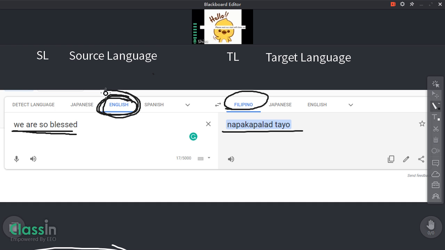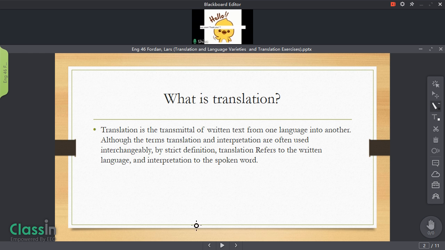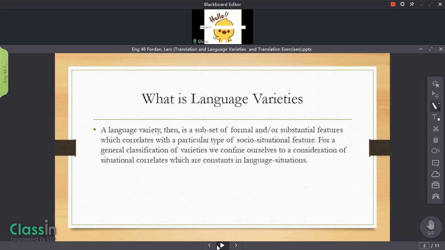English is our SL or source language. Now, Filipino is our target language. If we want to translate "we are so blessed" into Filipino, the outcome will be napakapalad tayo. That is the target language. Now let's go on with language varieties.